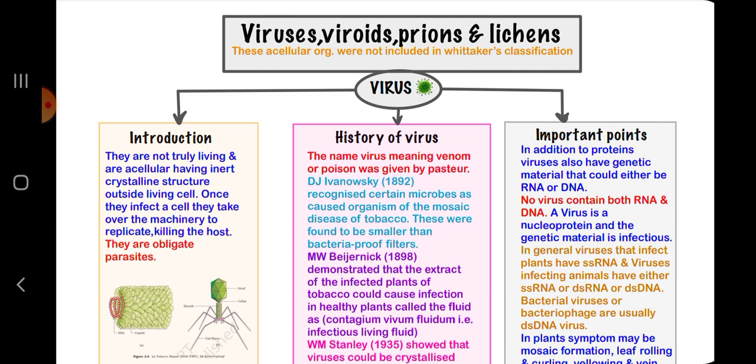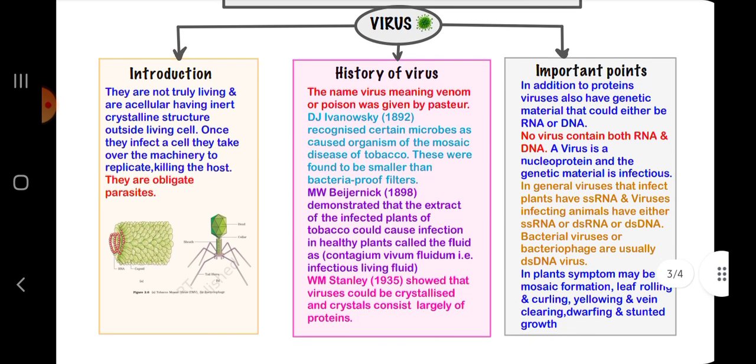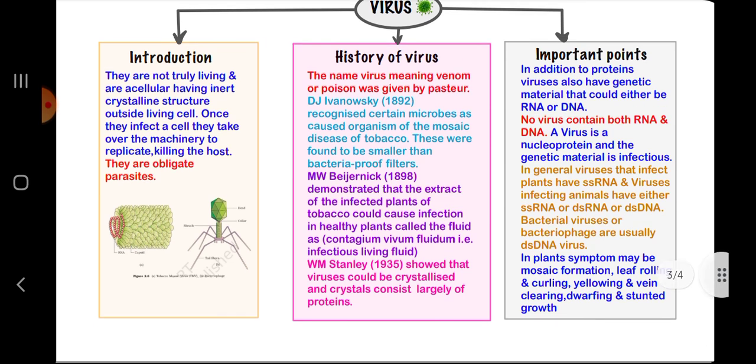Viruses are not truly living and are acellular, having inert crystalline structure outside living cell. And once they infect a cell, they take over the machinery to replicate, killing the host. They are obligate parasites. History of virus: the name virus meaning venom or poison was given by Pasteur. And important points: in addition to proteins, viruses also have genetic material that could either be RNA or DNA. No virus contains both RNA and DNA. A virus is a nucleoprotein and genetic material is infectious.